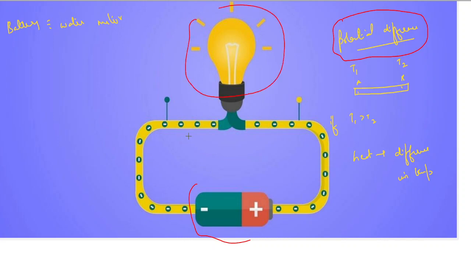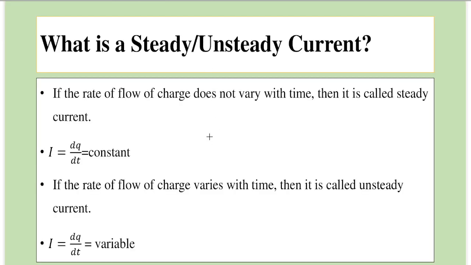As seen earlier, there are many instances of current around us. In fact, almost everything around us works on current only. Current is so important for everyday life. It is now defined as to what is a steady current and then an unsteady current. As the name tells us, steady means something which is stable. To define it, we can say if the rate of flow of charges does not vary with time, then it is called as steady current.